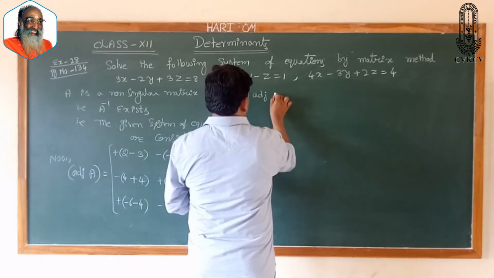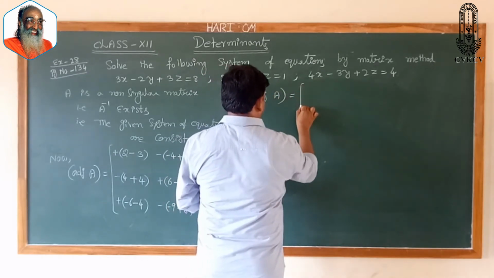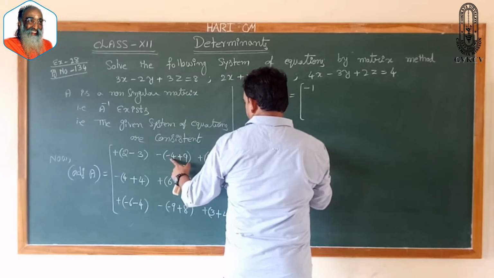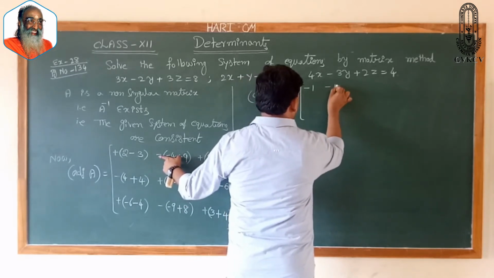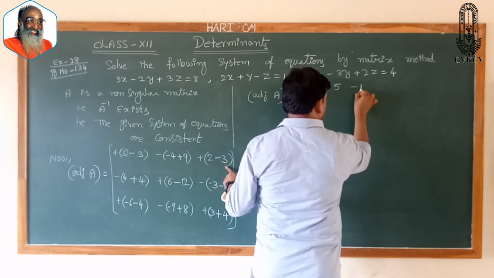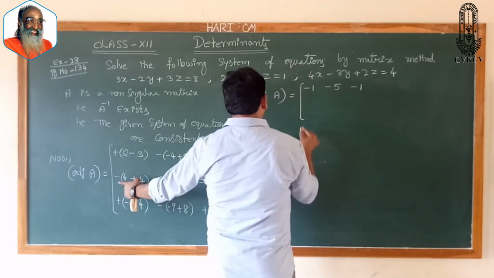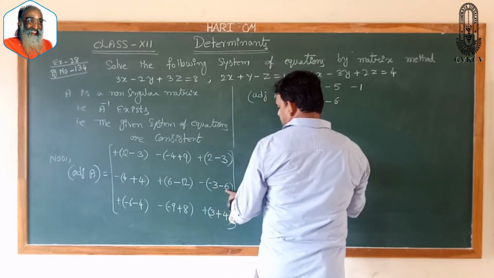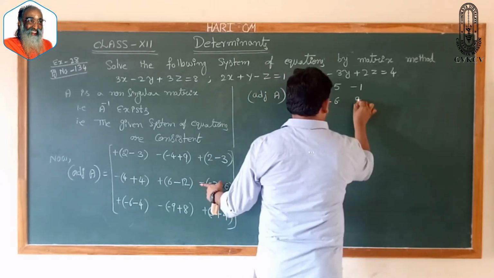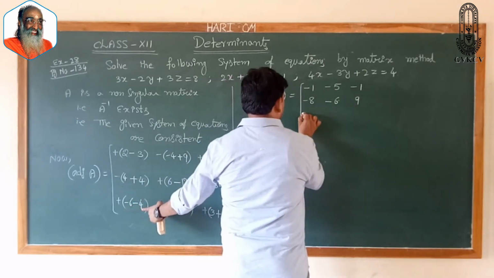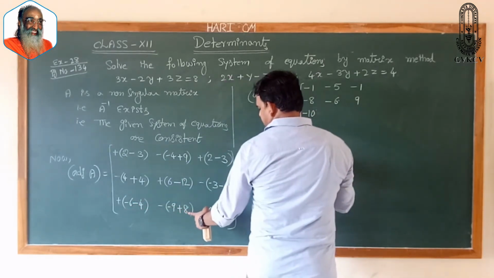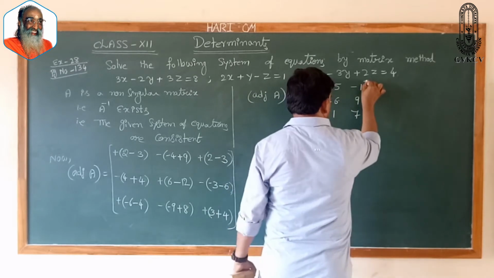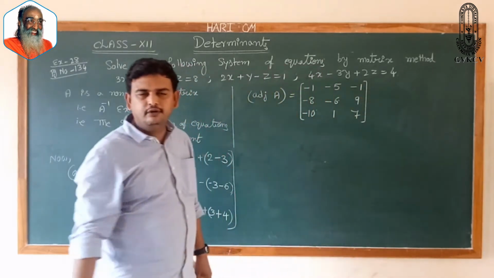Adjoint of A is equal to, see here, 2 minus 3 minus 1, 9 minus 4 plus 5, before you have minus, so minus 5, 2 minus 3 minus 1, 4 plus 4, 8, minus 8, 6 minus 12, minus 6, minus 3 minus 6, minus 9, minus of minus, plus 9, minus 6 minus 4, minus 10, minus 9 plus 8, minus 1, minus of minus, plus 1, 3 plus 4, 7. This is about adjoint of A.